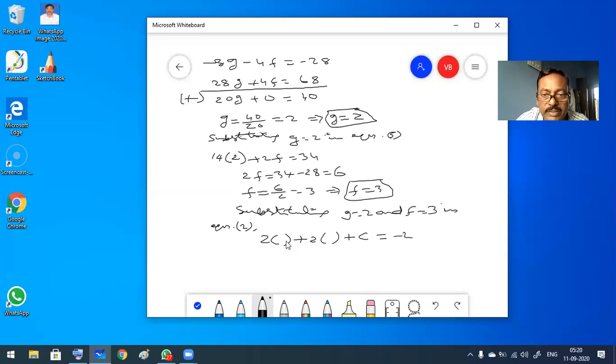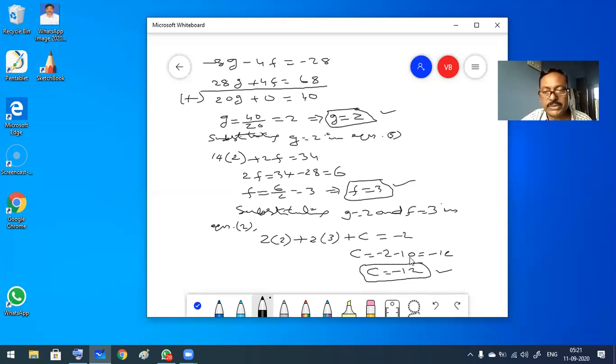So what is the g value here? G is 2 and f is equal to 3. So 2 into 2, 4 plus 6, 10. So c is equal to minus 2 minus 10, which is minus 12. Therefore, c is equal to minus 12. So we get all the three values: g is equal to 2, f is equal to 3 and c is equal to minus 12.